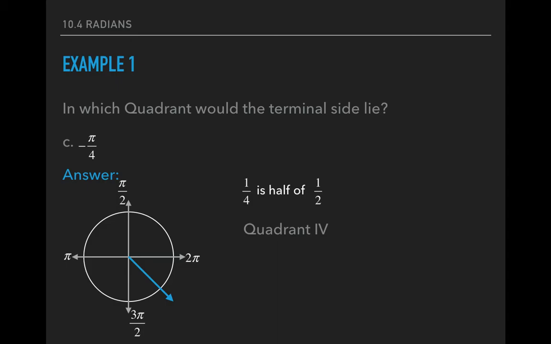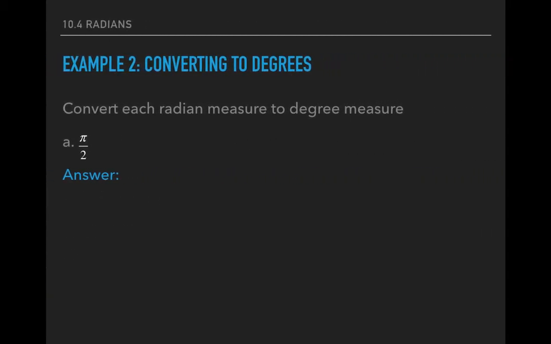All right, so that is all for just kind of like sketching those terminal rays based on your angle. Now let's go through the process of converting. So here we have a radian measure, and we're going to convert it to degrees. Now, pi over 2, we already went through this. We know the answer we should get. Let's see how it's done mathematically. What we're going to do is use that conversion factor.